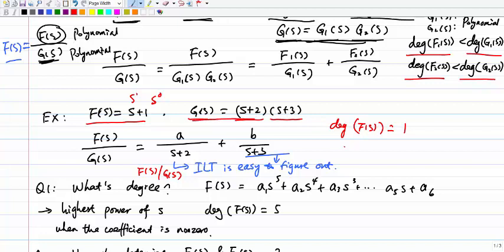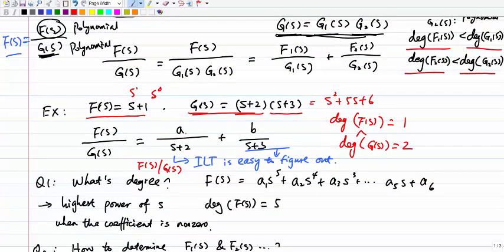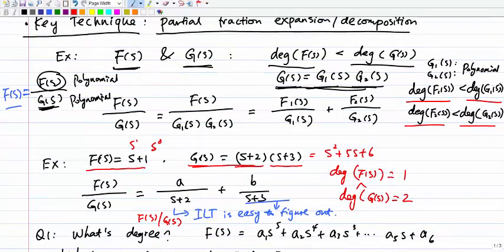For this one, I don't know the degree yet, but we can do the computation: it is s^2 + 5s + 6. The highest power with non-zero coefficient is 2. So the degree is 2, which means this is less than this, so it satisfies the property I mentioned over here. And G(s) can be written as G1(s) and G2(s). You can see this is my G1(s), and this is my G2(s).